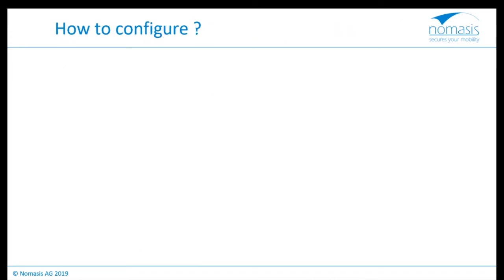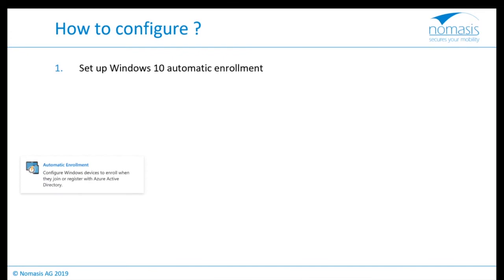How do we configure this? First of all, we set up a Windows 10 automatic enrollment within our Intune console. After that, we have to install the Intune connector. You remember this ODJ blob I told you about? This has to be pulled by an Intune connector. This is software which you can download from your Azure Active Directory. We will see this later. Install it on a local server in your environment.